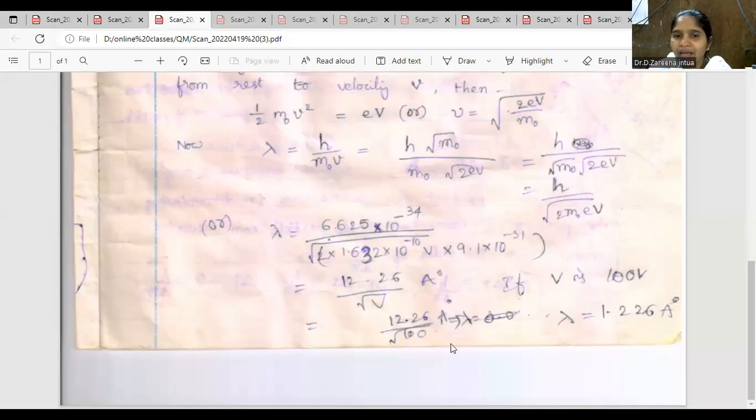Here, if V is 100 volts, then what will happen? 12.26 by square root of 100, that means 12.26 by 10 angstroms. That means 1.226 angstroms. This is the wavelength of the material particle, which here we considered to be an electron. If an electron moves in the form of a wave, according to de Broglie, its wavelength would be 1.226 angstroms.